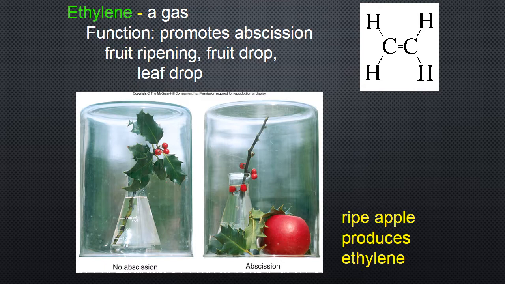As a fruit ripens, it emits ethylene gas. So if we take this holly plant and under the same beaker, put this ripe apple as it's ripening and producing ethylene, you note that all of the leaves have then fallen because ethylene promotes leaf drop.